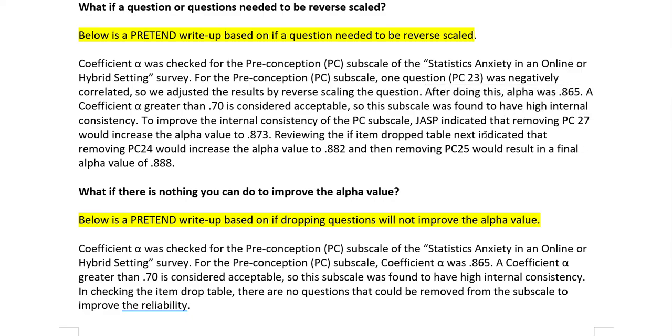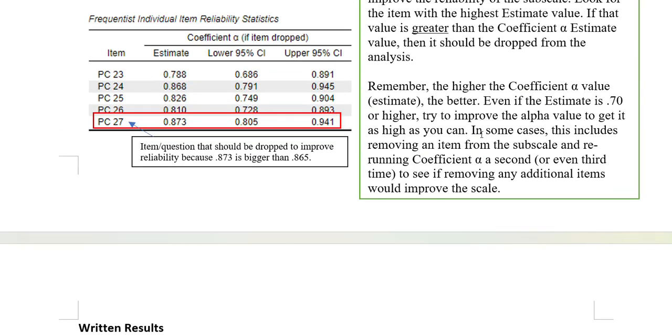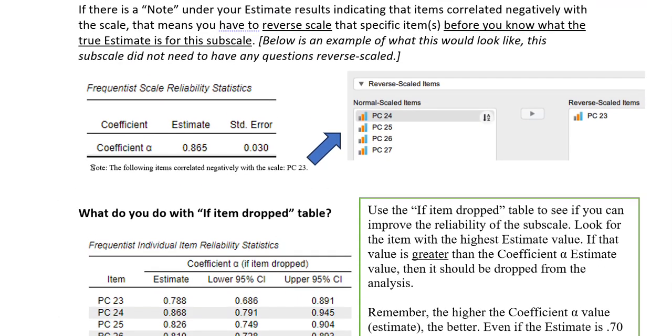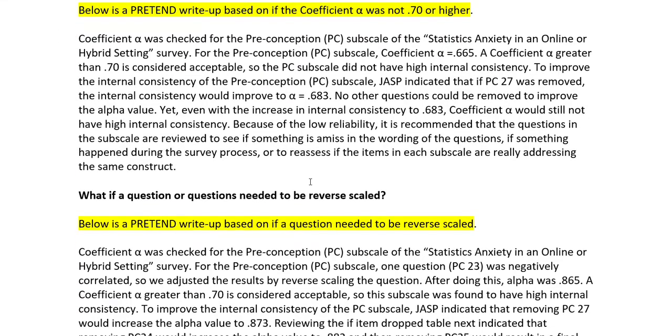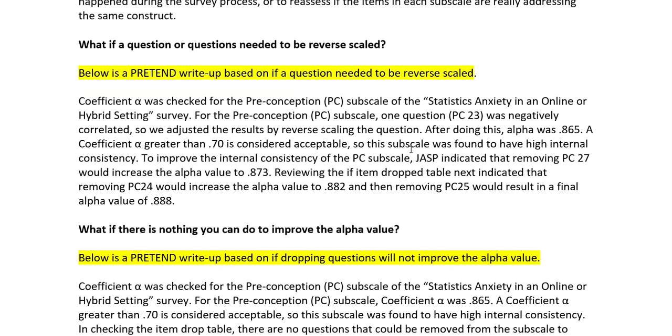And if you're going, well, what do you mean by reverse scale? That's where we talked about up here, if there is a note. So underneath your coefficient alpha estimate table, the frequentist scale reliability statistics, if there is a note, and it will look better than this, which is my cheesy version, then that means you need to reverse scale before you actually start talking about your alpha value. So once again, after doing this, alpha was 0.865.